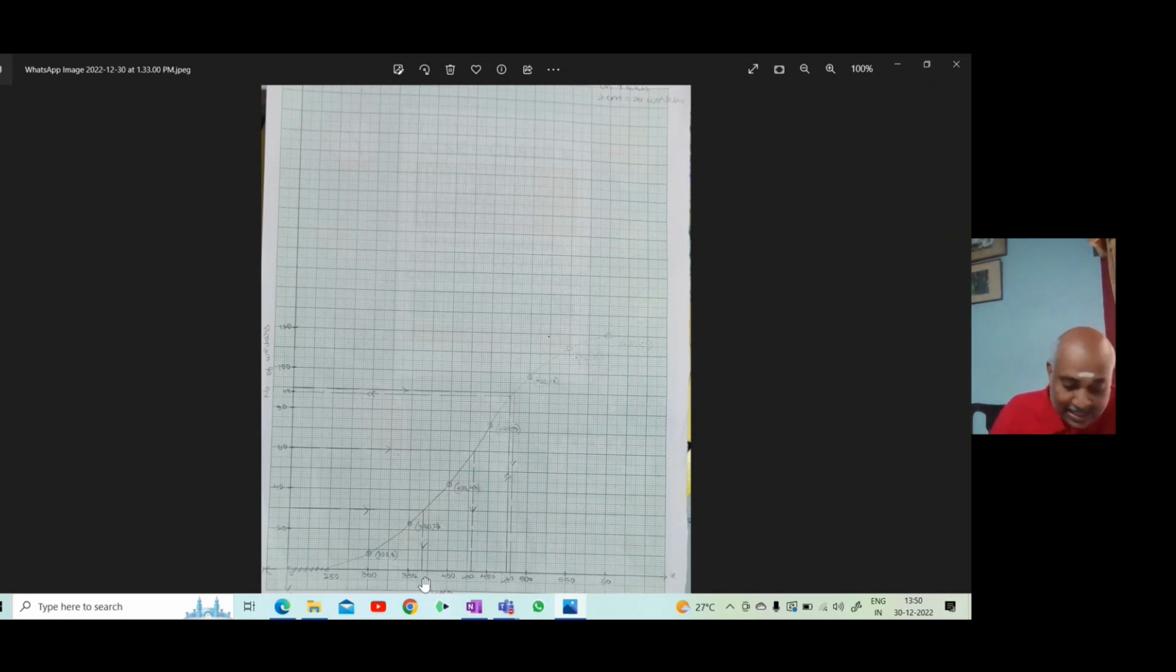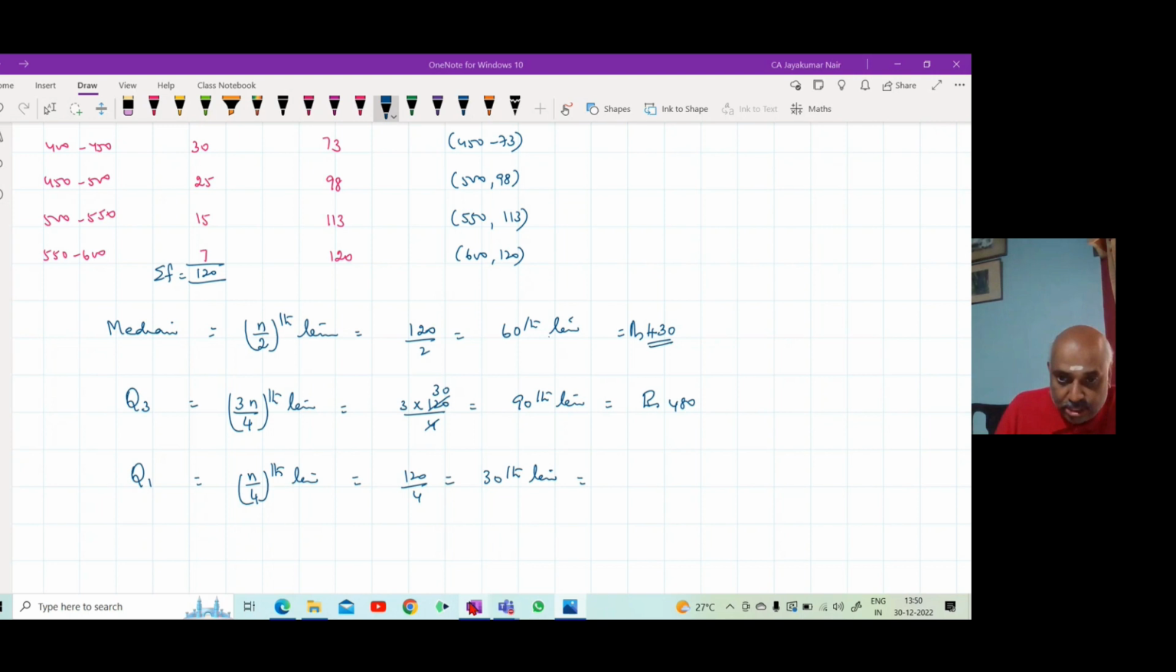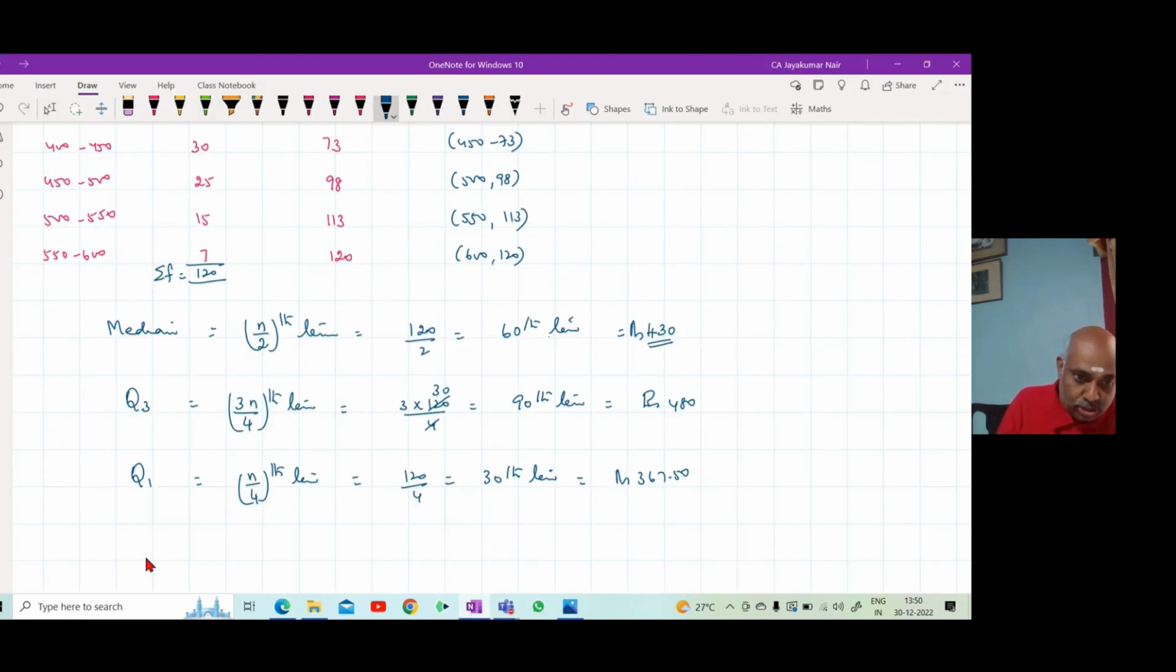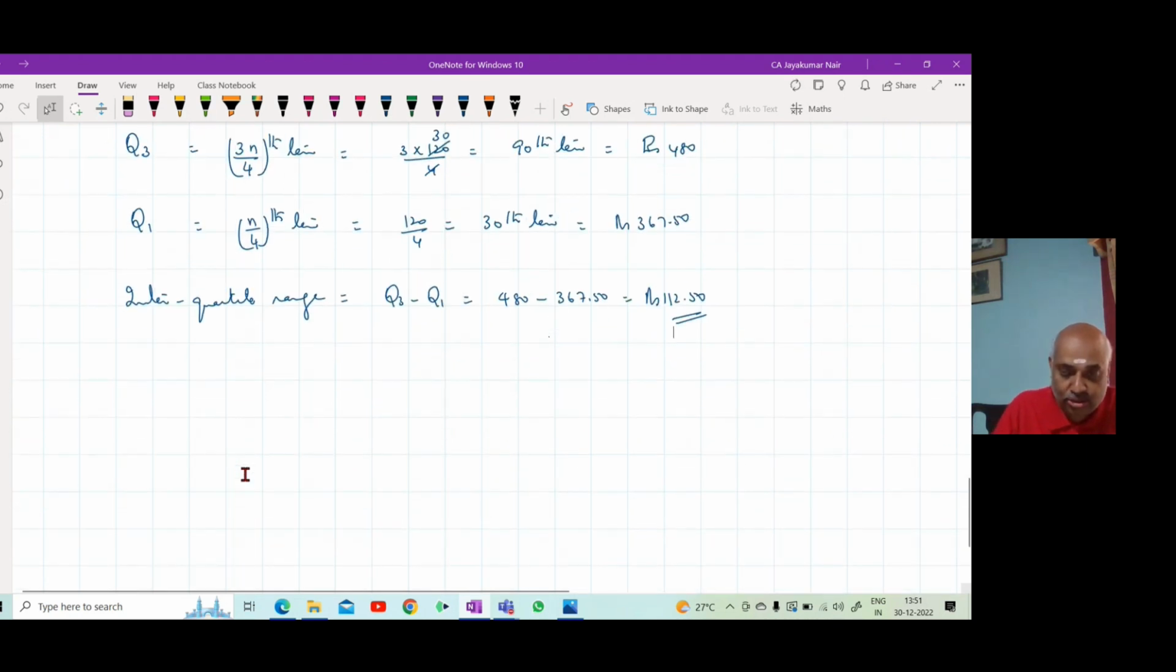You get 367.5. So this is rupees 367.50. That is the lower quartile. So the question asked here is what is the interquartile range? So interquartile range is equal to Q3 minus Q1. So you have to subtract these two. 480 minus 367.50, you will get rupees 112.50. So this is the interquartile range.